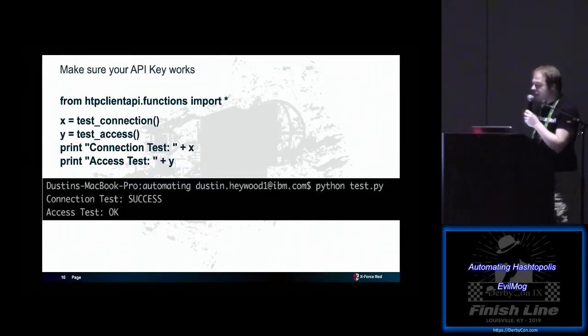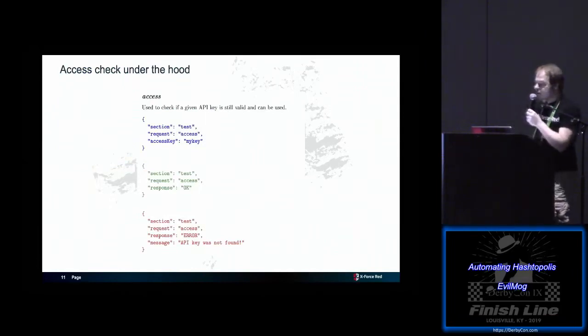If you get an OK at this point from the test access API, you might be able to do something useful. The error logs sort of work and everything's kind of documented. Under the hood, the access check looks like this. We send it a test request to access, give it your access key. If it gives you an OK, you're good. If it gives you an error, it tells you API key not found.